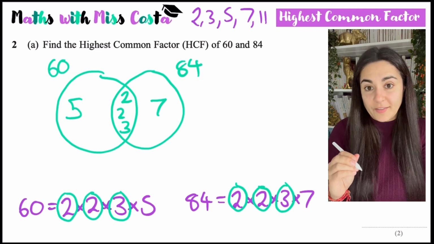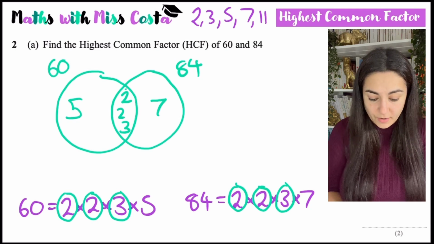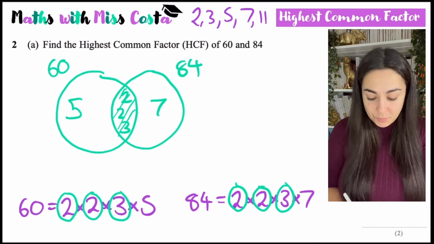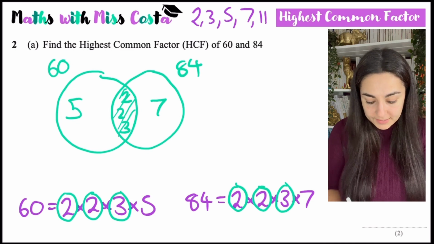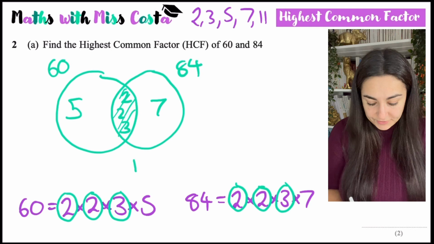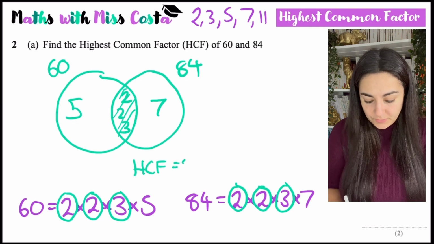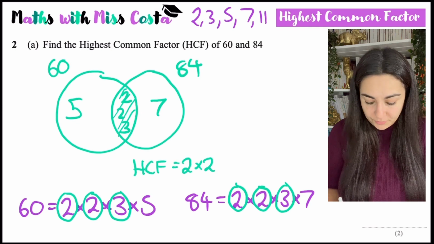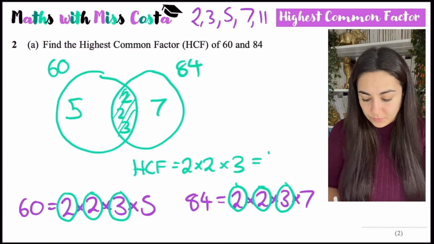So how would you work out the highest common factor using the Venn diagram? Well, it's the intersection. So you multiply all of the numbers in the intersection. So the highest common factor would be 2 times 2 times 3, which is 12.